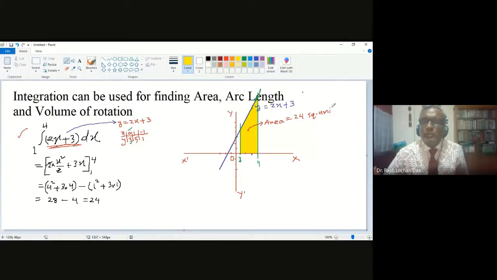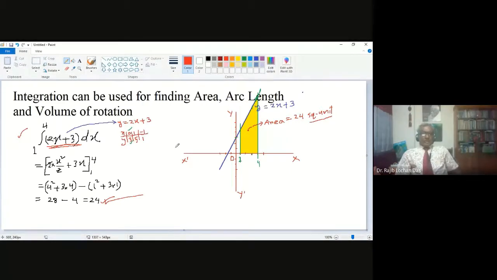Why it is 24? Because we have got the answer 24. This is the answer. So what does that mean? Square unit, it may be square centimeter if these are centimeter. If you say it is 1 centimeter, 2 centimeter, 3 centimeter, 4 centimeter, like that, all are centimeter, then it will be square centimeter. If everything is inches, then it will be square inch. If everything is foot, then it will be square foot, like that. So this is the understanding.